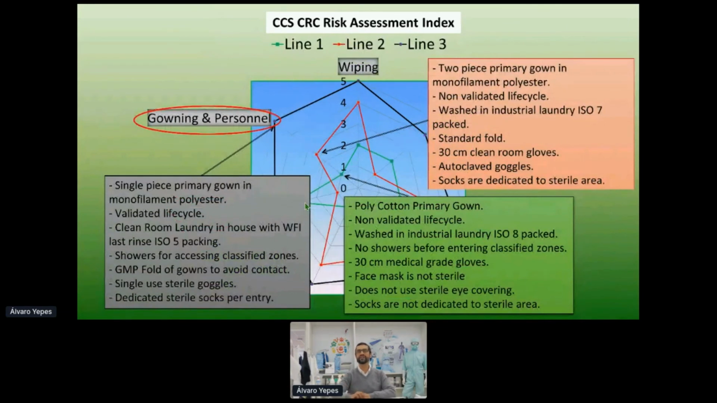Examples that are clearly stated in warning letters from FDA and also in EMEA are, for example, the use of improper and unvalidated gowning without establishing the life cycle, maybe not using a proper washing cycle, and packaging of your critical garments. They are not packed in an ISO 5 area, so you are creating a risk of particles, even though they may be sterile.